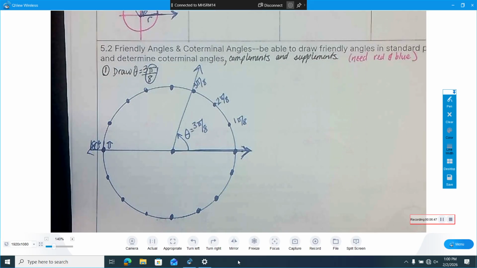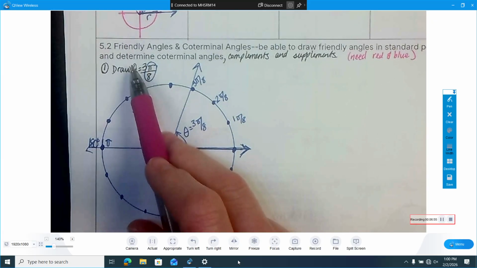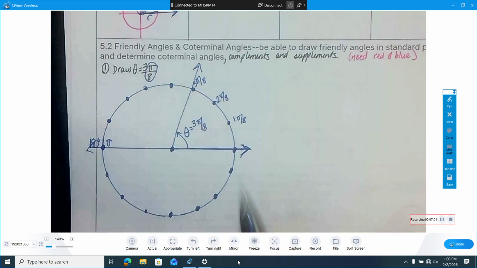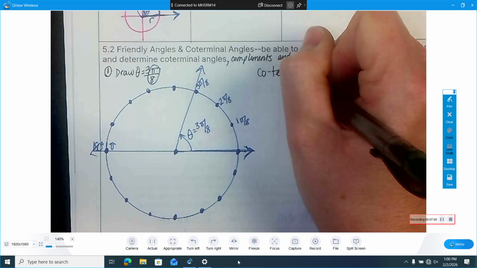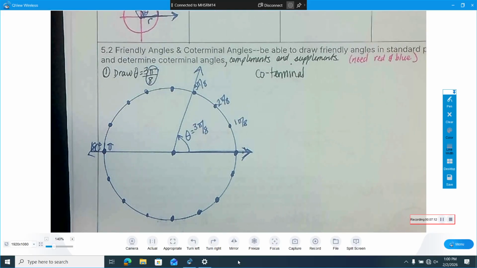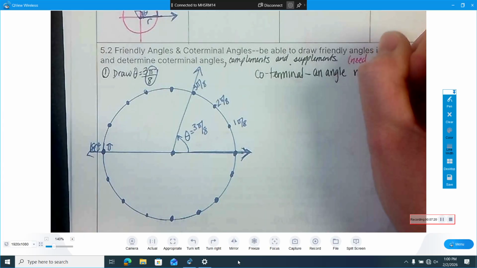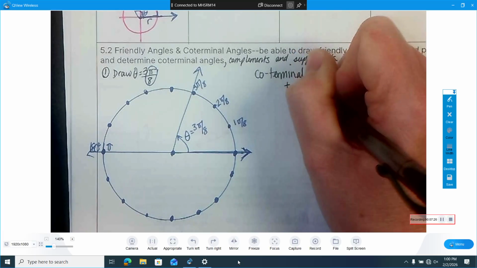Now, we have a couple more things to talk about here. So that's one angle. We just drew that angle in standard position. Now, we also need to determine the coterminal angles. Coterminal is an angle that terminates in the same place. An angle with the same terminal side.